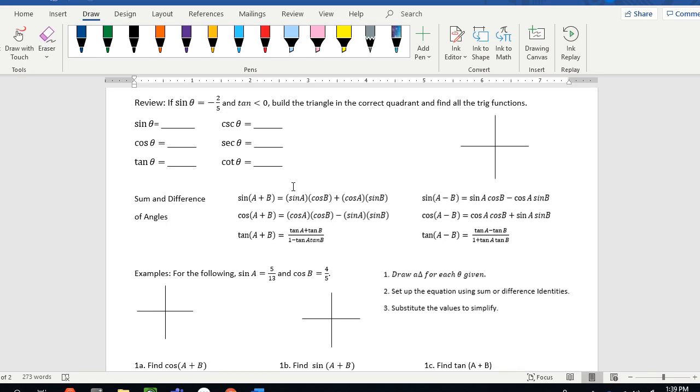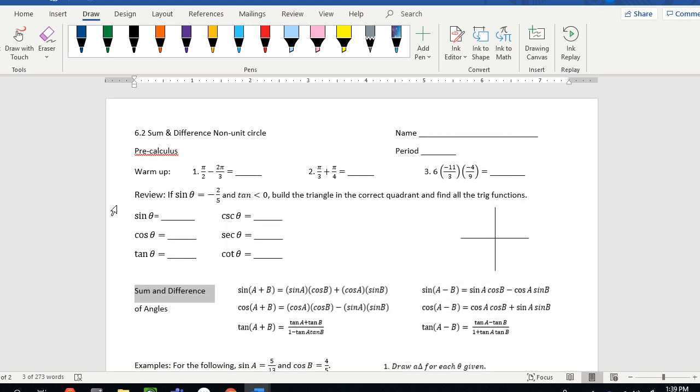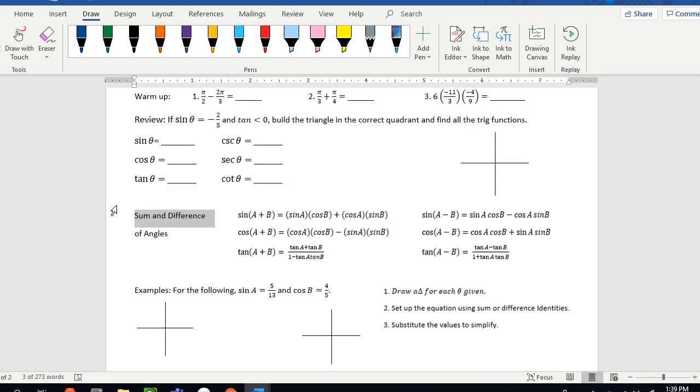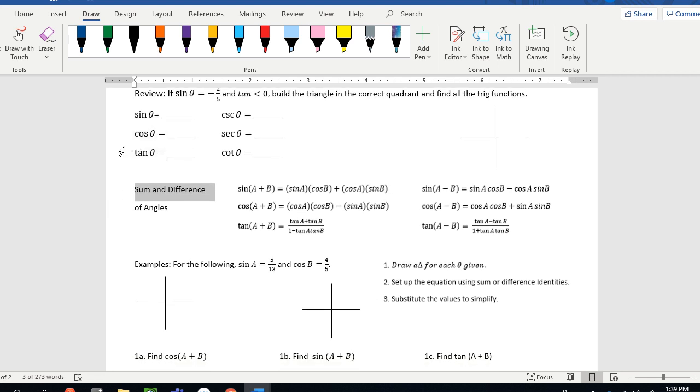Okay, guys, I'm going to try to knock this out during my lunchtime, and I'll go through these as quickly as possible. First one I'm going to start with, just so you know, I'm making sure I'm on select. This is 6.2, and this is non-unit circle working with sum and difference equations.